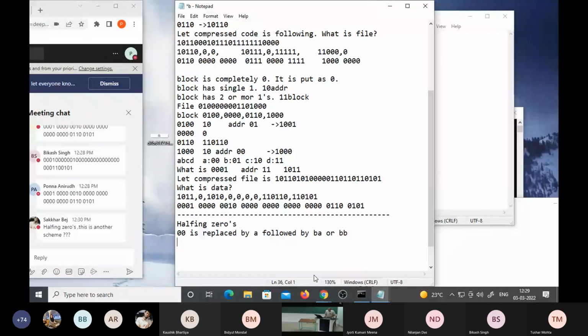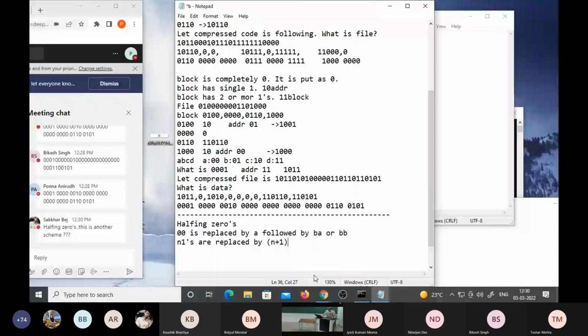n ones are replaced by n plus 1. Yes, this is another scheme. Now we are talking about another scheme. Another scheme.